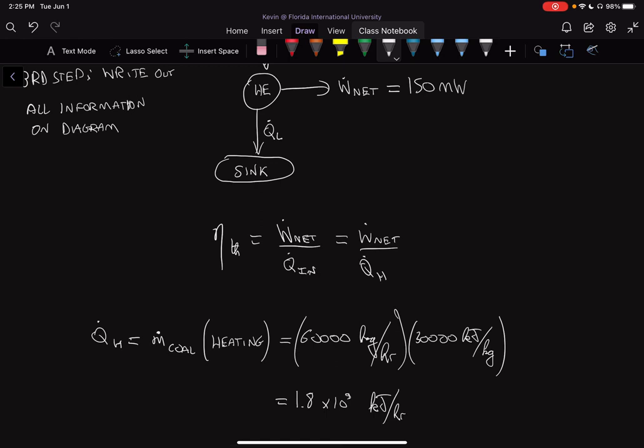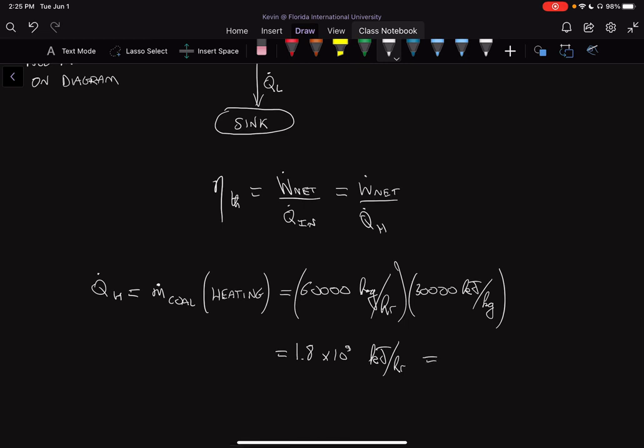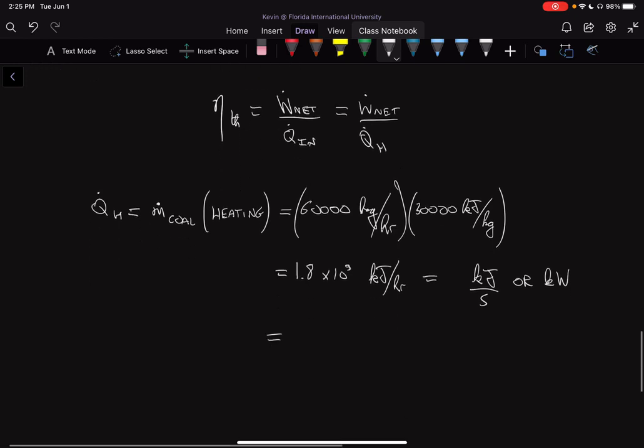And since we have kilojoules per hour, we actually want to change that value to kilojoules per second so that we have kilowatts. So we want to change our value to kilojoules per second, or kilowatts. So doing this, you have to divide by 3,600 to get it per second. And so you get that you actually have 500,000 kilowatts of energy going through Q dot H.